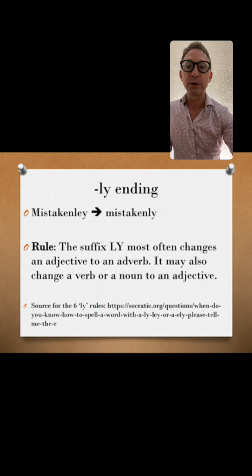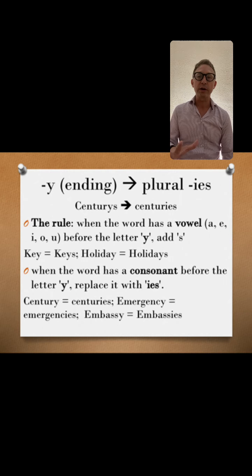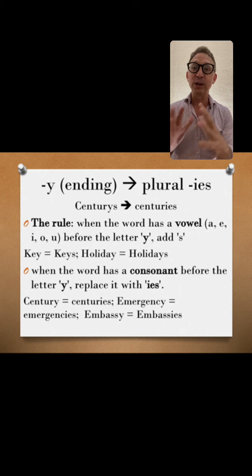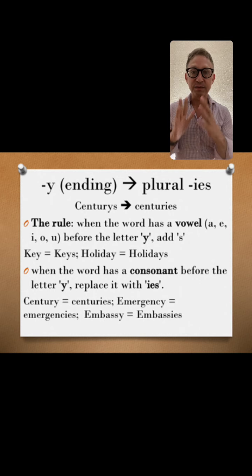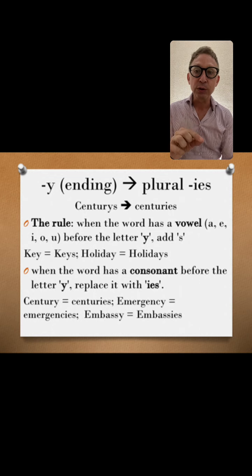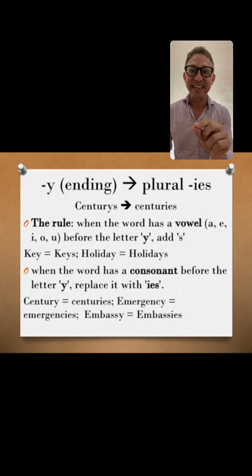All right, now we're going to go to another rule, and there's a lot here. Y in the singular to IES. Let me explain, because these rules are fixed and generally you can rely on them. You can hang your hat on them. The rule is the following. If the word has a vowel plus a Y, like key or holiday, then the plural just takes an S. Keys, holidays. We have E, Y in key and A, Y in holiday. You just add an S.